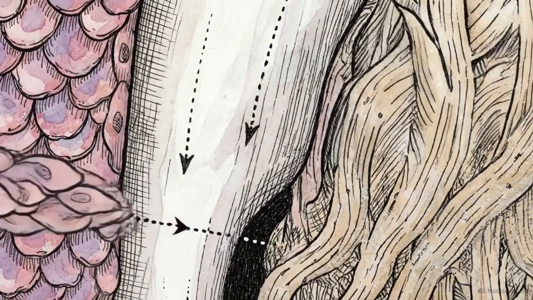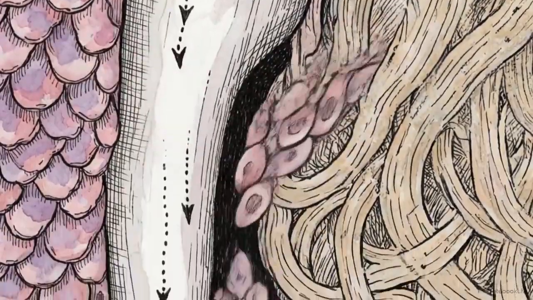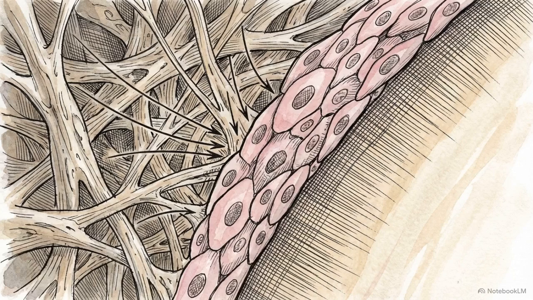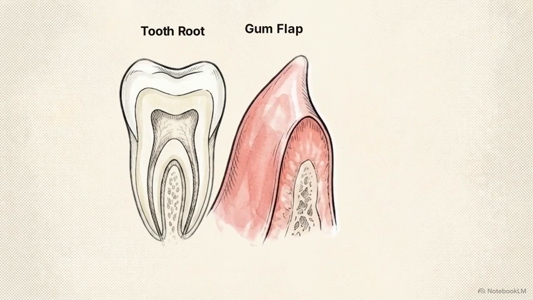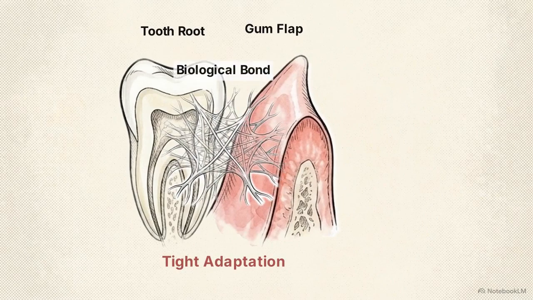This gap allows gingival epithelial cells to begin a rapid, early apical migration. These flattened cells creep downward along the biological surface of the root, physically blocking the slower-moving connective tissue from reattaching. Successful healing requires the exact opposite. Tight adaptation of the flap seals that gap, giving the connective tissue the time and physical contact it needs to properly bond to the root.